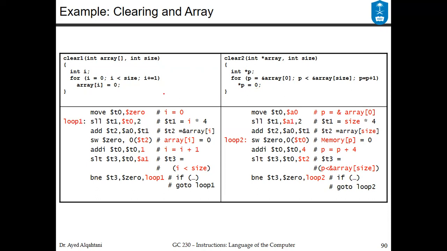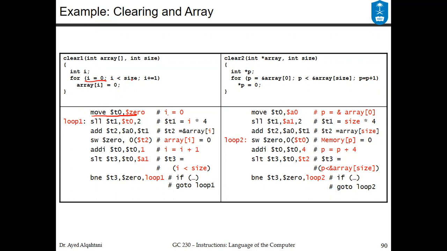So what happens if you write the assembly language for this one? This is a good exercise for you to write down here. I will quickly go through it. First, you move 0 to T0 because you need to clear the index I. After that, you check if the I is less than the size.